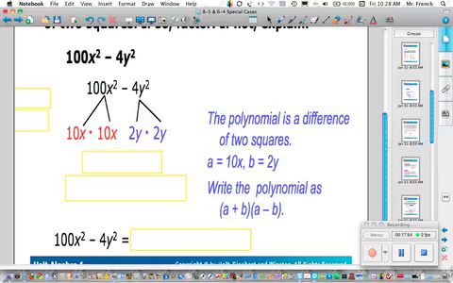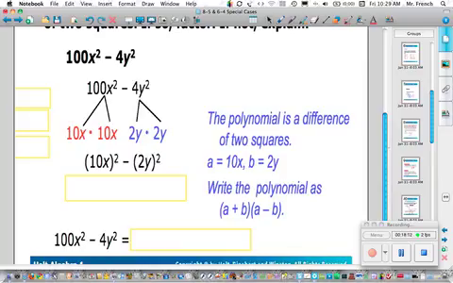So notice, what is my a value here? 10x. And what is my b value? 2y. Good. So you could write it like this if you chose. Do you have to show this step? No, you don't. But sometimes it's helpful to do that.